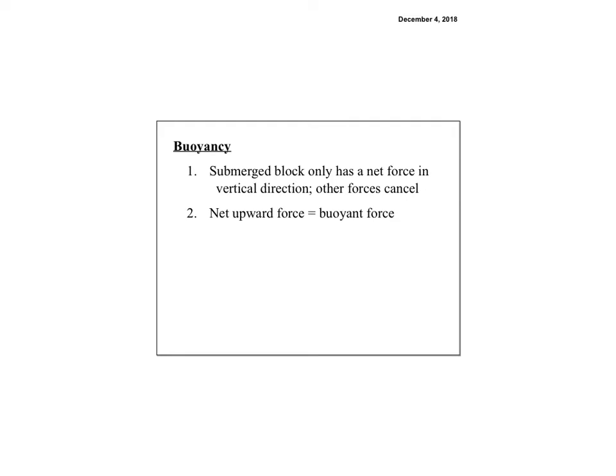Buoyancy: a submerged block only has a net force in the vertical direction because all the other forces cancel, and the net upward force is known as buoyancy. So if we're doing a free body diagram of an object that's sitting in water, we know we're going to have FG going down and FB going up. If it's floating, they're going to be equal. If it's not floating, then they still go in those directions. It's just they're not equal anymore.